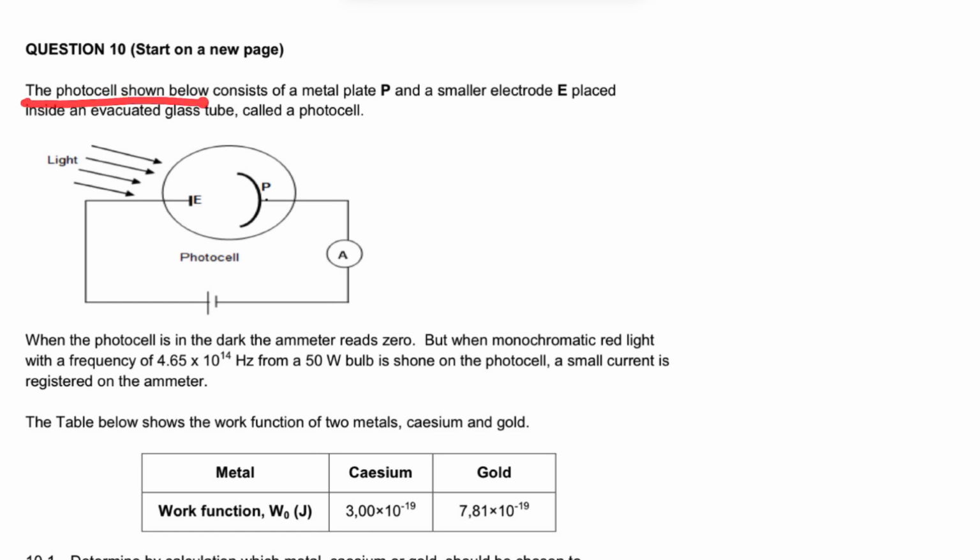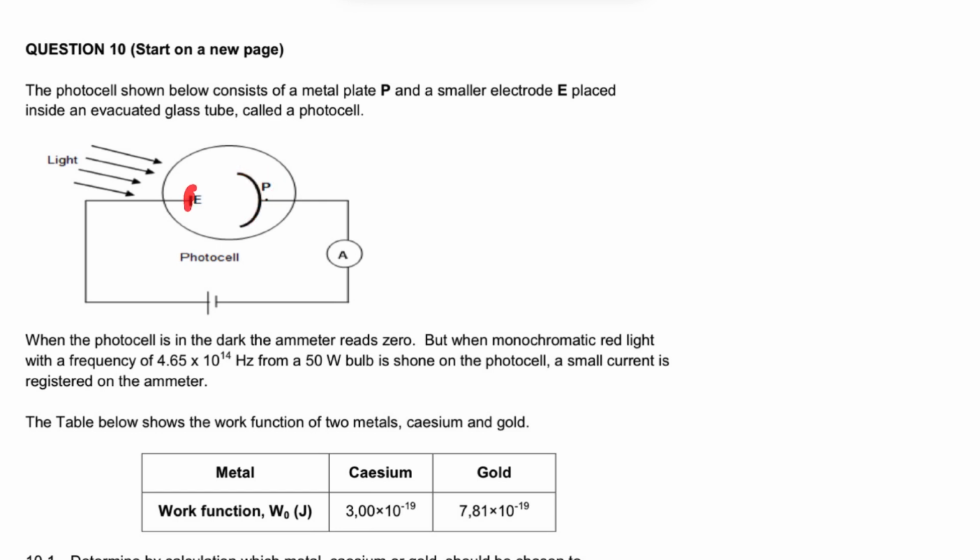Now it says a photocell consists of a metal plate P and a smaller electrode E placed inside an evacuated glass tube. This is a photocell, guys, right? It consists of a glass tube. There's a metal here, called metal P. We're not told what metal that is.